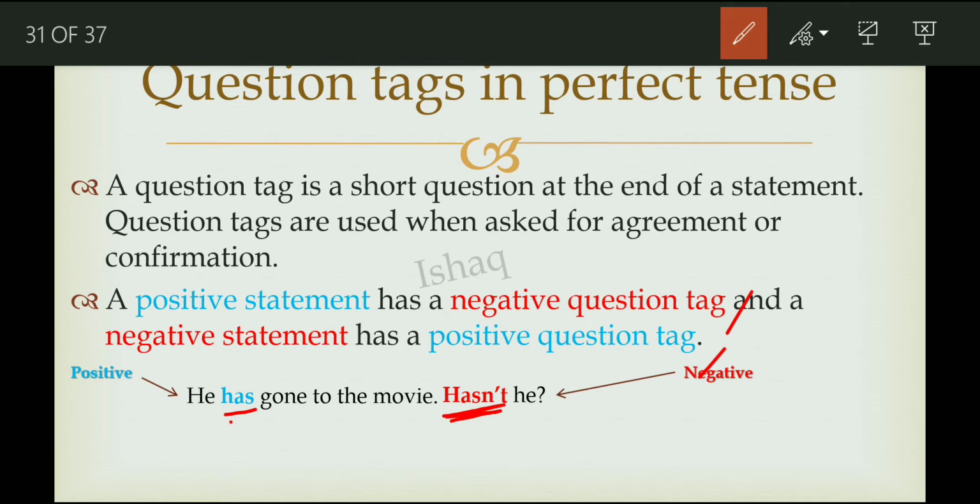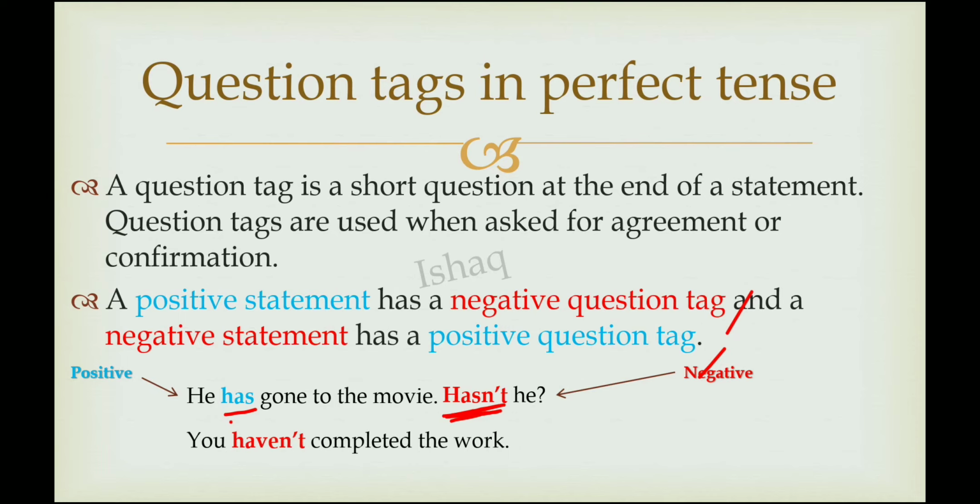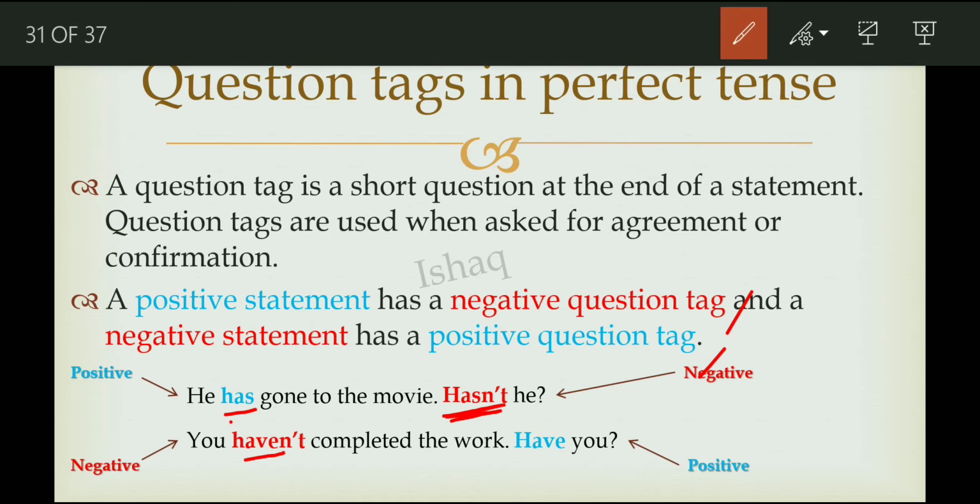Clear? Let's see one more example. "You haven't completed the work." What kind of sentence is this? A negative sentence, so the question tag should be a positive one. We use the same helping verb, "have" and "have." Here the sentence is negative, so we use the positive form: "have you?" Clear? And why do we use "you"? Because it is the subject, and the same subject should be used.